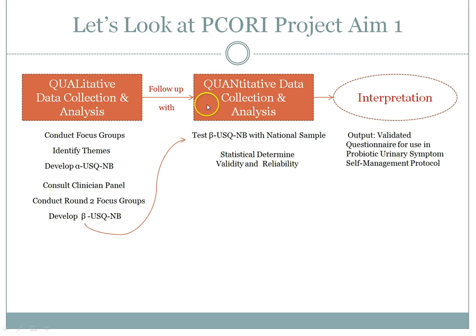In the quantitative phase of AIM 1, our beta questionnaire will be tested with a national sample, and this sample will be large enough to allow us to statistically determine the validity and reliability of the questionnaire. Once that has been determined, then the output of this process is, in fact, a validated questionnaire that we will then use in the probiotic urinary symptom self-management protocol, which is a further phase aim of the project.